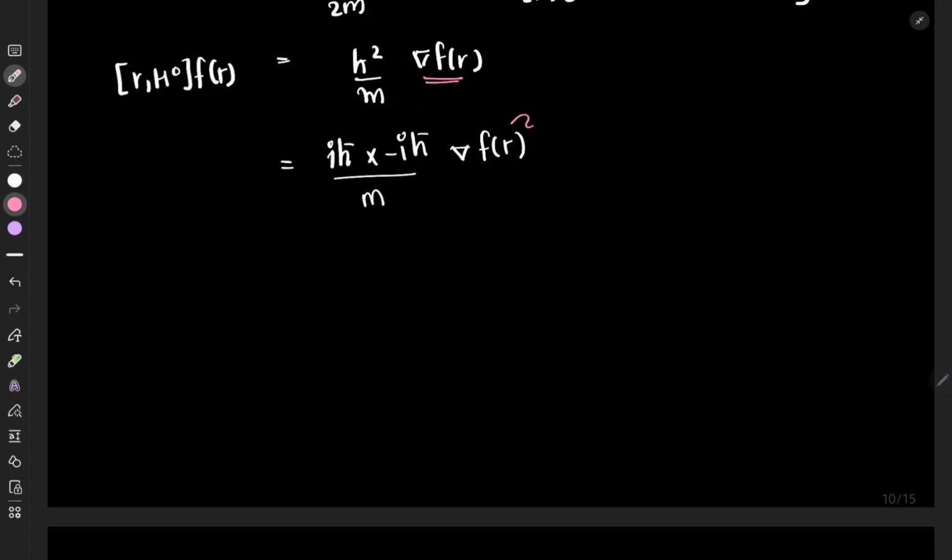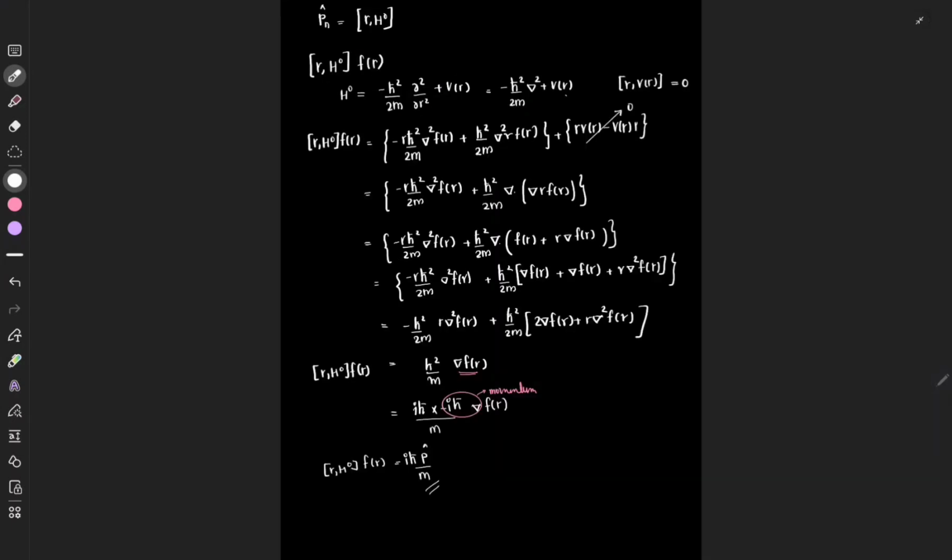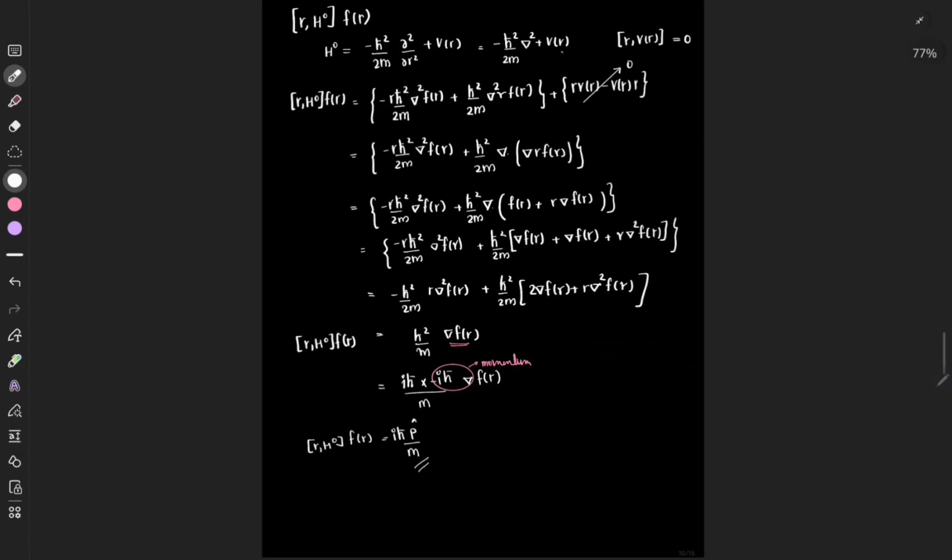And the one which is written here is nothing but the momentum. So I can write it as ih cross p by m. Fine. So this is the commutator bracket of that one, and using this you can solve further. Okay, so finally I've got the commutation relation.